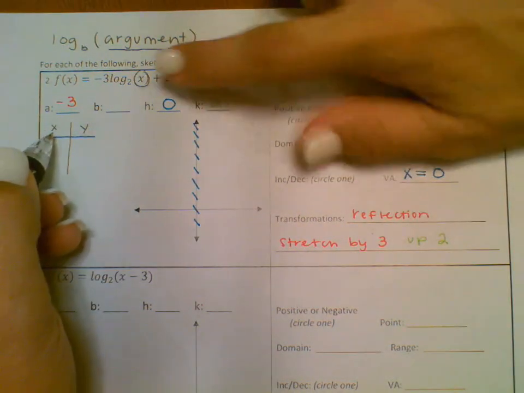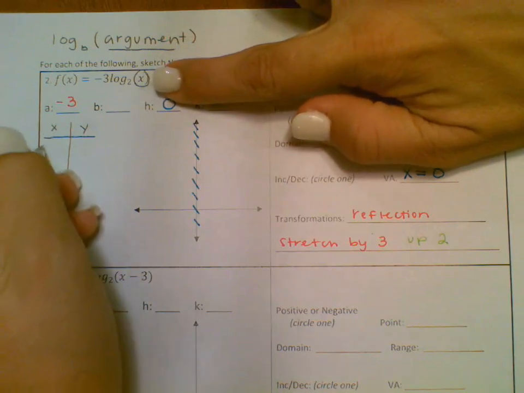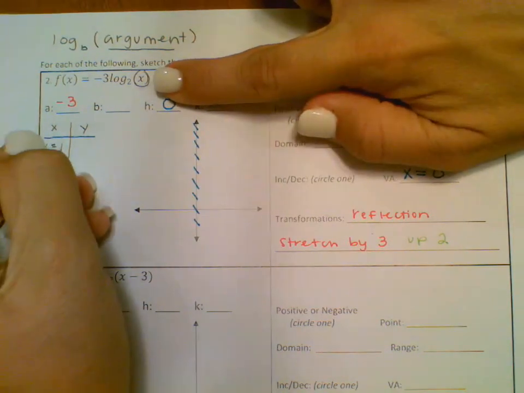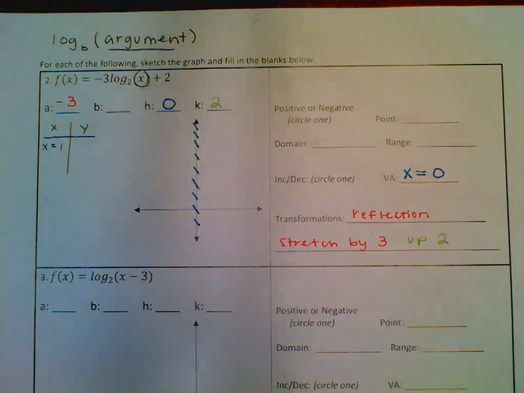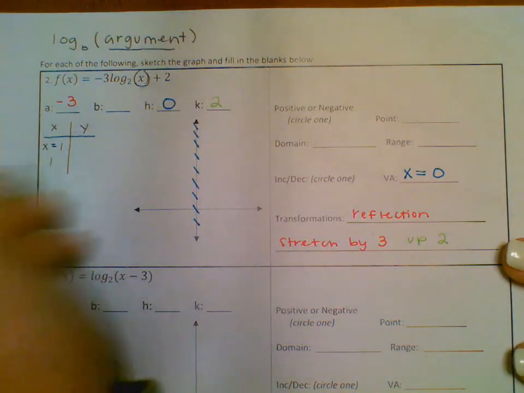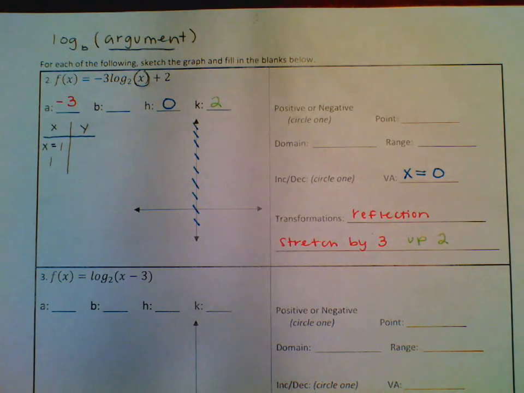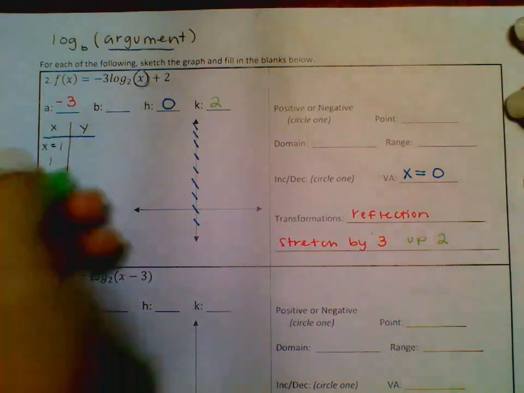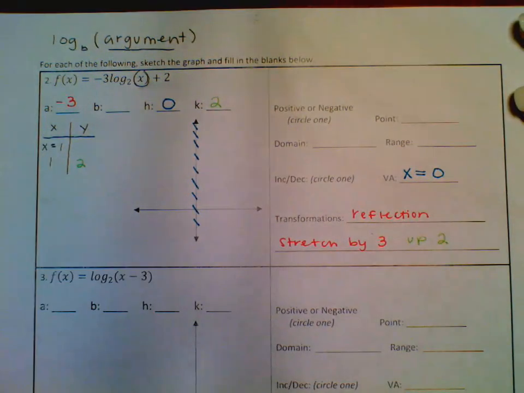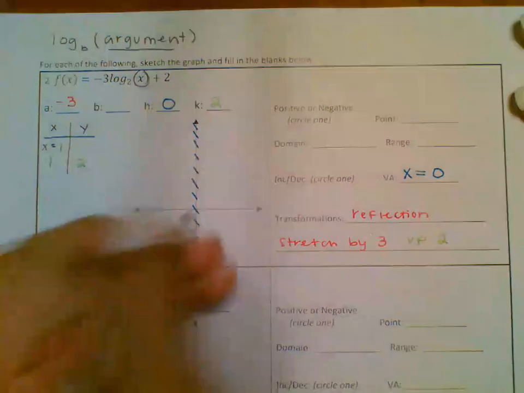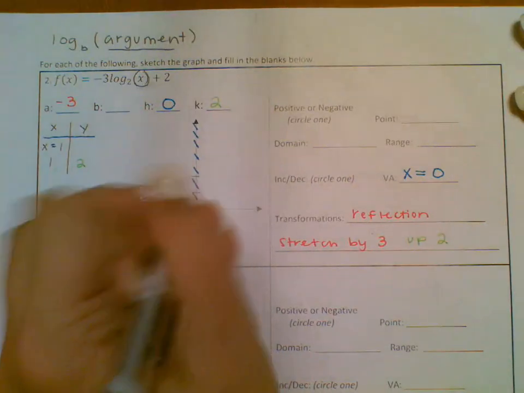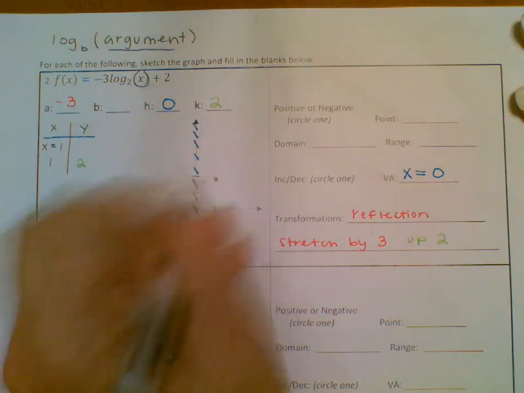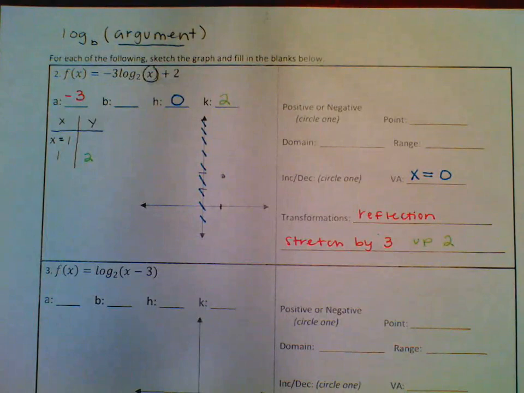So for my x value, I always take the argument and set it equal to 1. And again, I haven't changed the argument. I haven't put an h or shifting it left or right. So it's going to be 1 again for this problem. So my x value is 1. My y value is the k value, in this case 2. So over 1 up 2 is my point. So I've got my asymptote, I've got my point, and now I need to draw my shape.